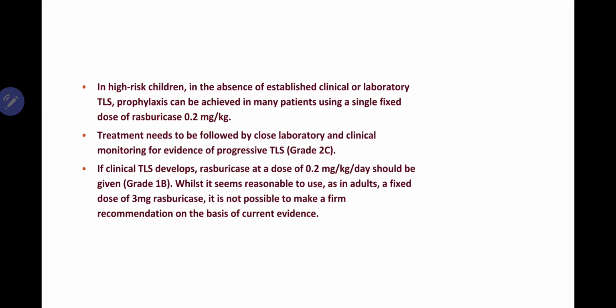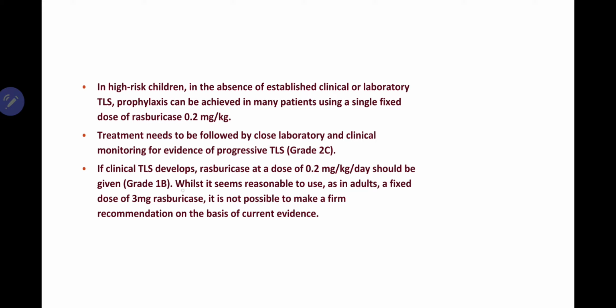In high-risk children, in the absence of established clinical or lab TLS, prophylaxis can be achieved in many patients using a single fixed dose of rasburicase of 0.2 mg per kg. Treatment needs to be followed by close lab and clinical monitoring for evidence of progressive TLS.